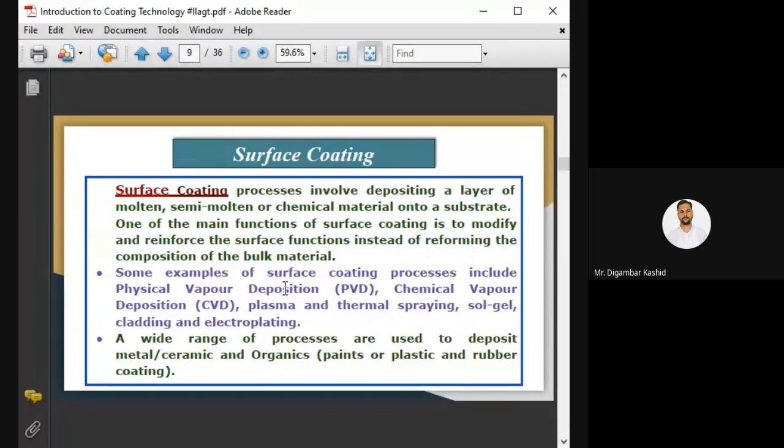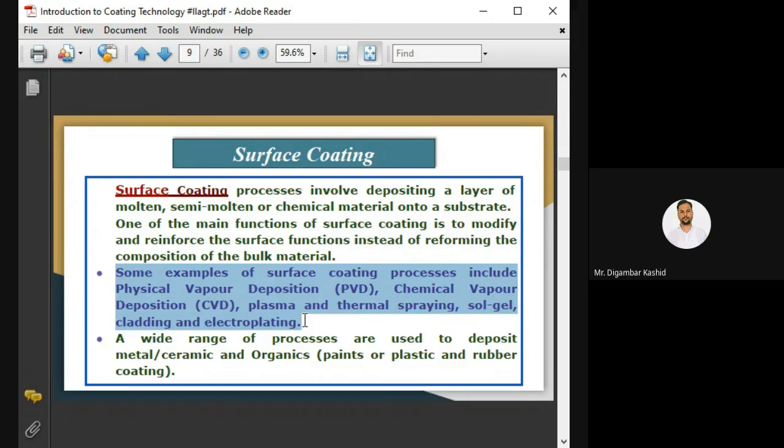Now, as I have mentioned earlier, some of the examples of surface coating processes as per our syllabus are physical vapor deposition (PVD), chemical vapor deposition (CVD), thermal spray, and metallic coating. In metallic coating, we are going to see electroplating and cladding.